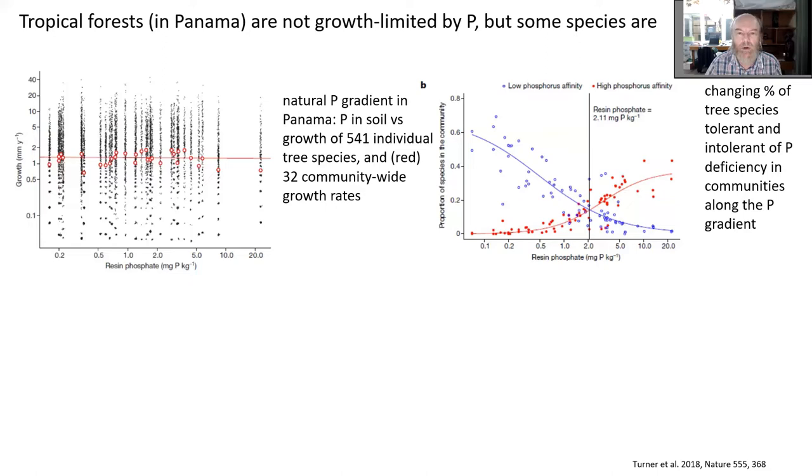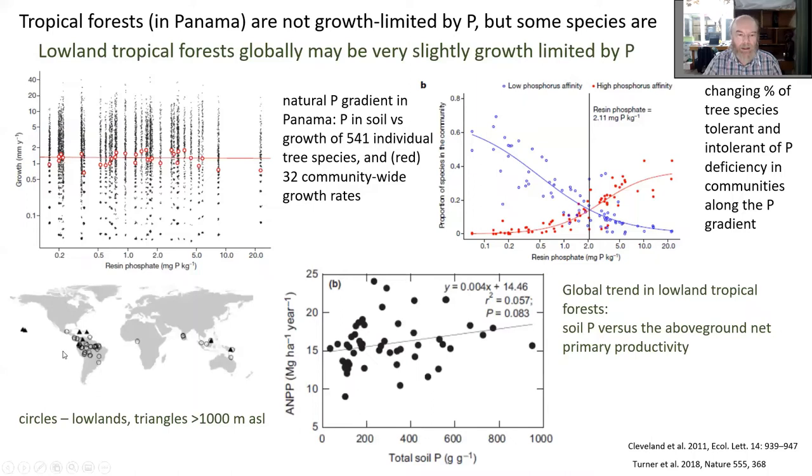Another study. Again, a large global analysis looked at the connection between phosphorus in soils and primary productivity, and they did find a positive correlation, which would indicate that phosphorus might be limiting, but at the same time, that global correlation explains a very small percentage of above-ground net primary productivity of plants.